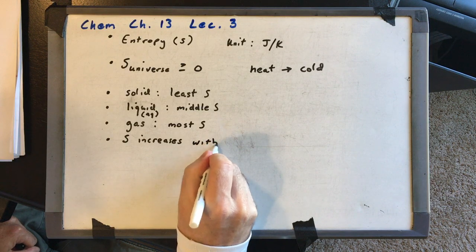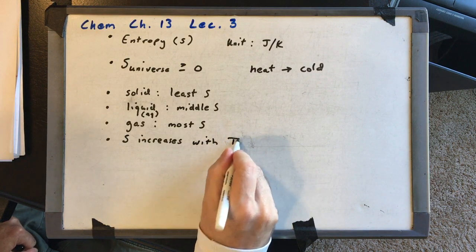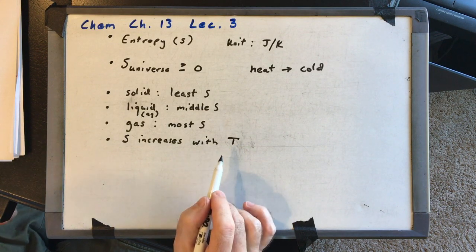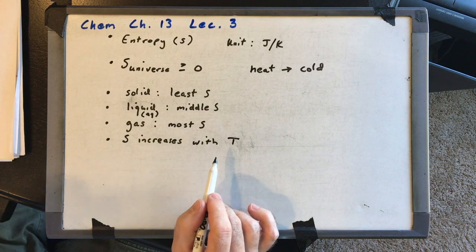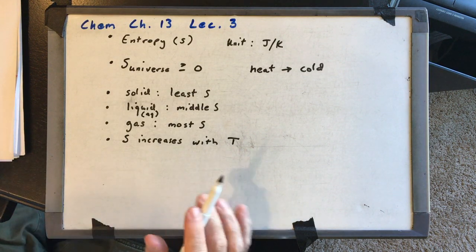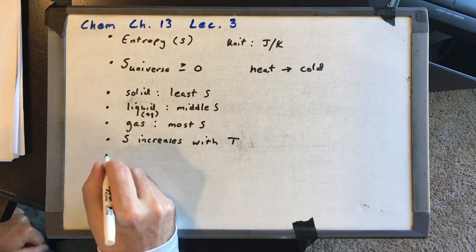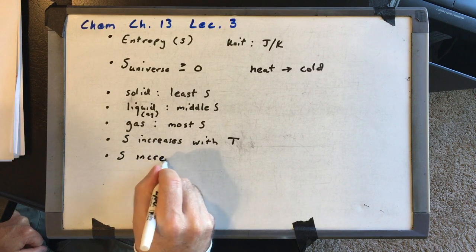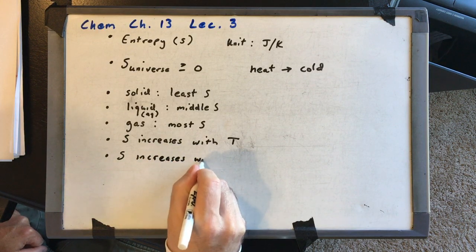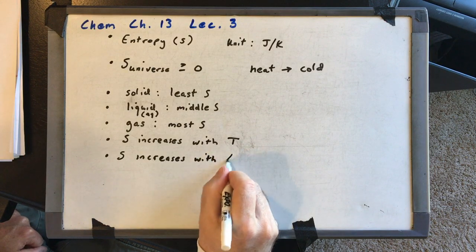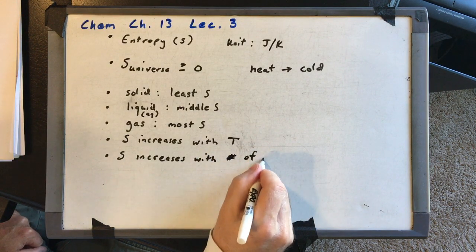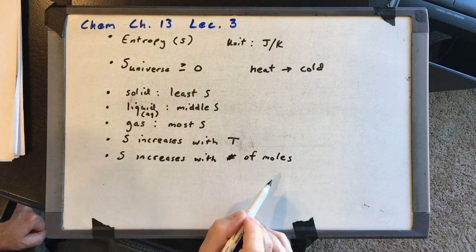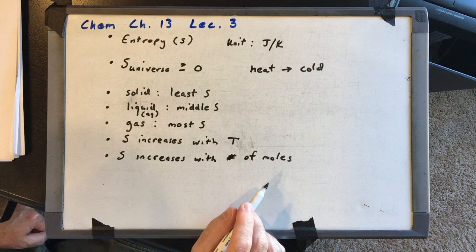And another thing is entropy increases with temperature. If the temperature goes up, entropy goes up. That should make sense because molecules are going to move faster if it's hotter. So faster movement, more disorder. And then entropy increases with number of moles. So the more material that you have, the more molecules that you have, the greater entropy that you're going to have.